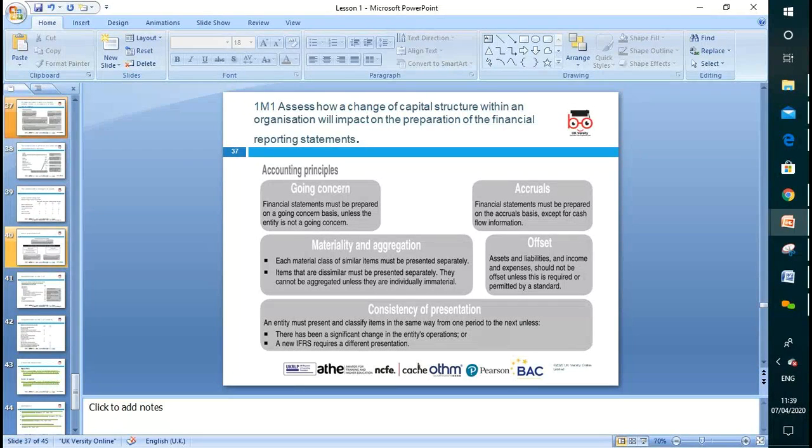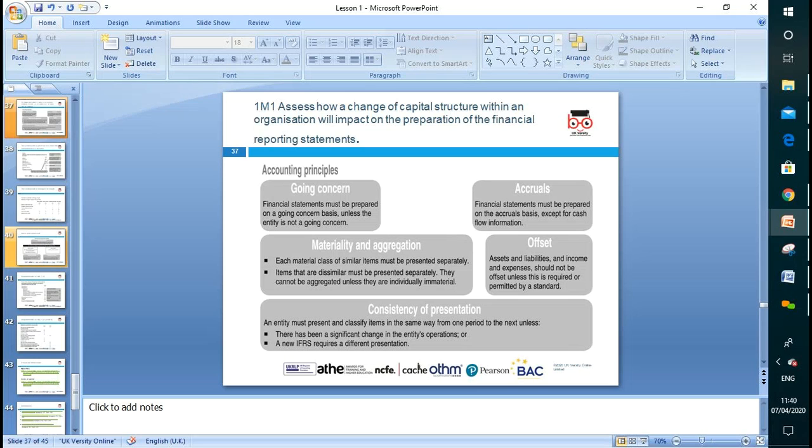Okay, next we have 1.1M, which is the merit criteria to address. So accounting policies, principle: going concern. The financial statements must be prepared on a going concern basis unless the entity is not a going concern. Accrual is known as the matching concept. The financial statements must be prepared on an accrual basis except for the cash flow information. Materiality and aggregation: each material class of similar items must be presented separately.